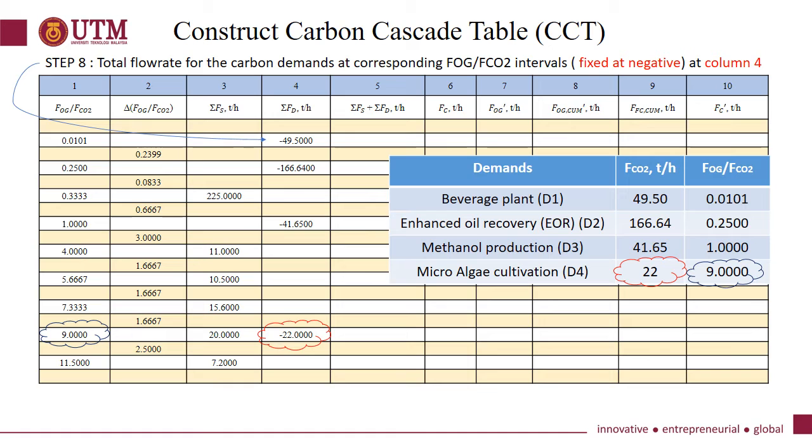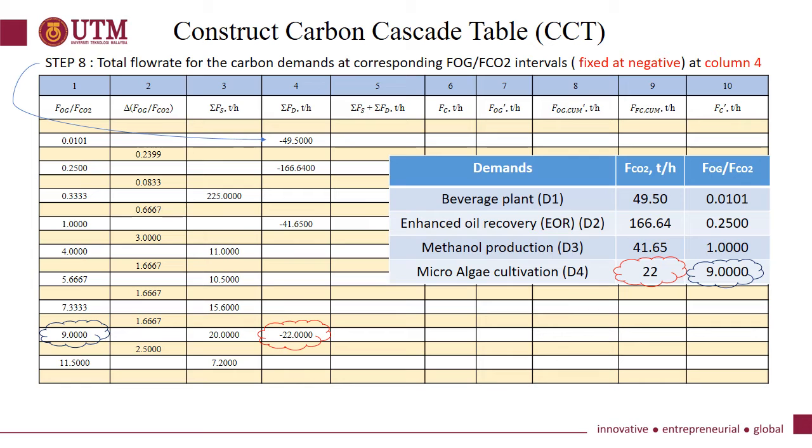For column 4, similar to column 3, but this time we will fill in the flow rate for carbon demand at the corresponding FOG over FCO2 interval. However, different from column 3, the flow rate of carbon demand that we fill in column 4 is fixed at negative. Same, let's take the value of 9 from the FOG over FCO2 level at column 1 again as an example.